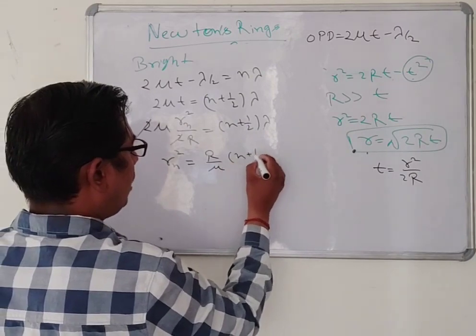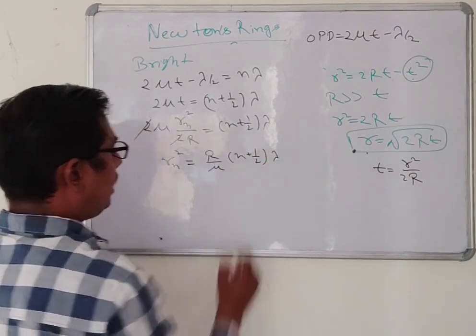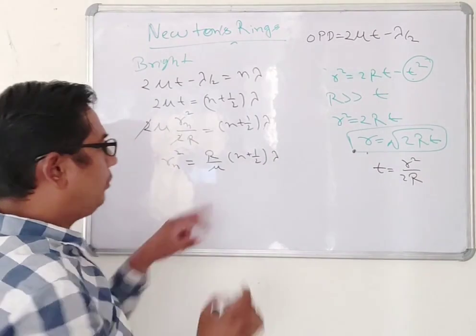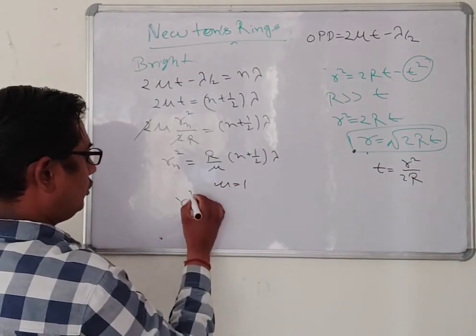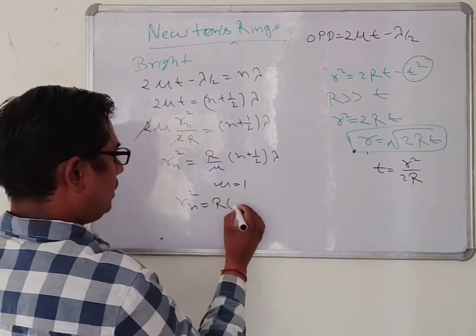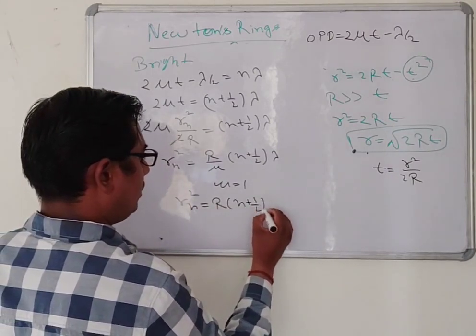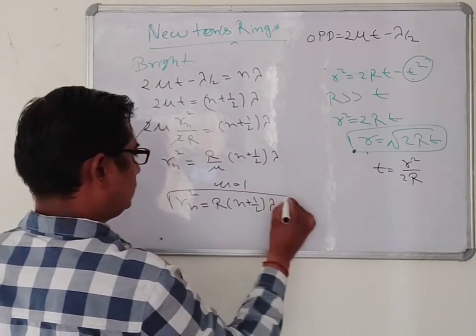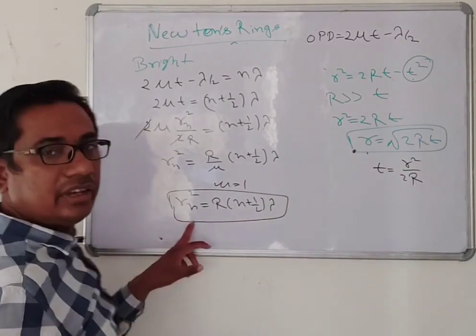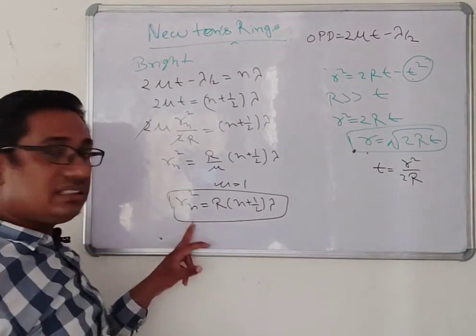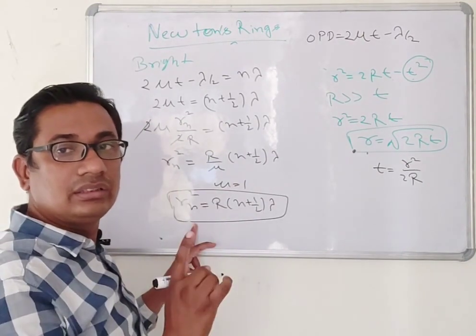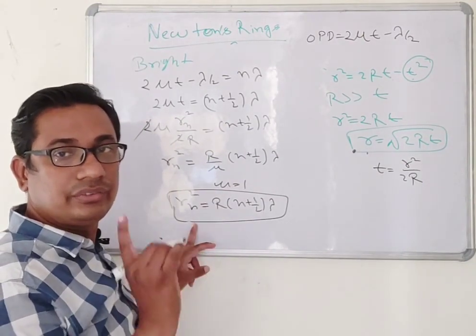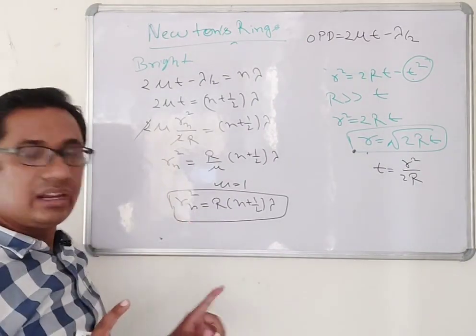In case of an air film, mu is equal to 1. You will get r n square is equal to R (n plus half) lambda. This is the radius of the air film for bright fringes. What about the dark?